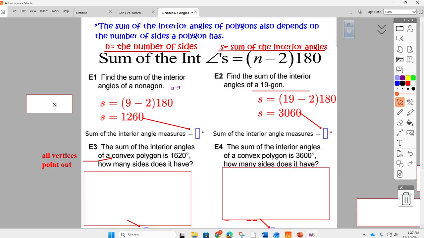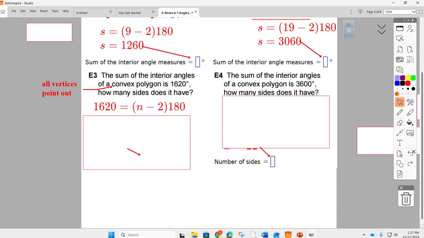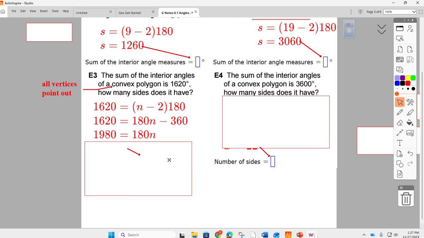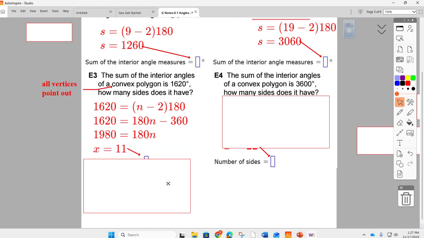So now, with the formula, we know what S is already, so we're going to plug in for that. What we don't know is the N, so that's what our formula is going to look like when we plug in our given information. Now, there's a couple ways to solve for it. I'm going to solve by distributing the 180 on the right side first. You ready? You're writing what I'm writing, buddy. So, and then we're going to add 360 to both sides. And now what are we going to do? Divide by 180. Beautiful. So now we know that this polygon has 11 sides.